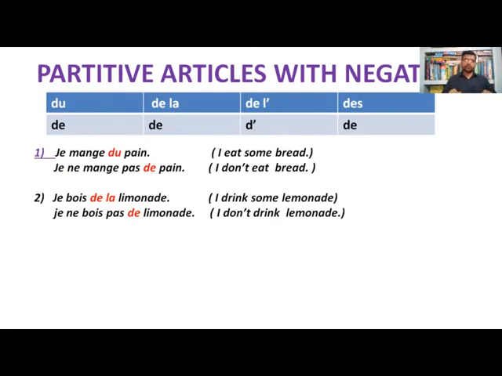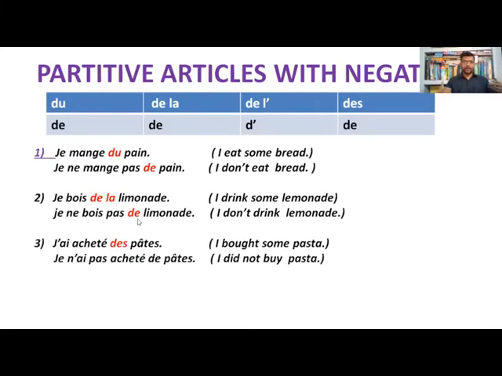So here you have to identify: je mange du pain, du is replaced, and je ne mange pas de pain. Here du is replaced by de. Similarly, je bois de la limonade, I drink some lemonade. Je ne bois pas de limonade, I don't drink lemonade. So here de la is replaced by just de.